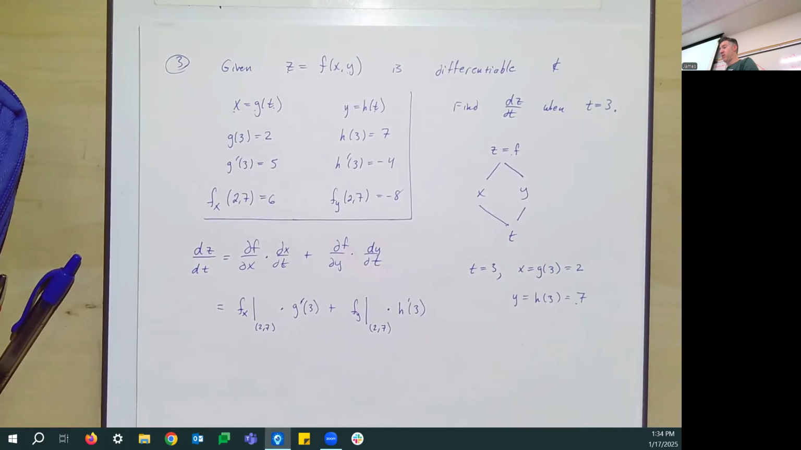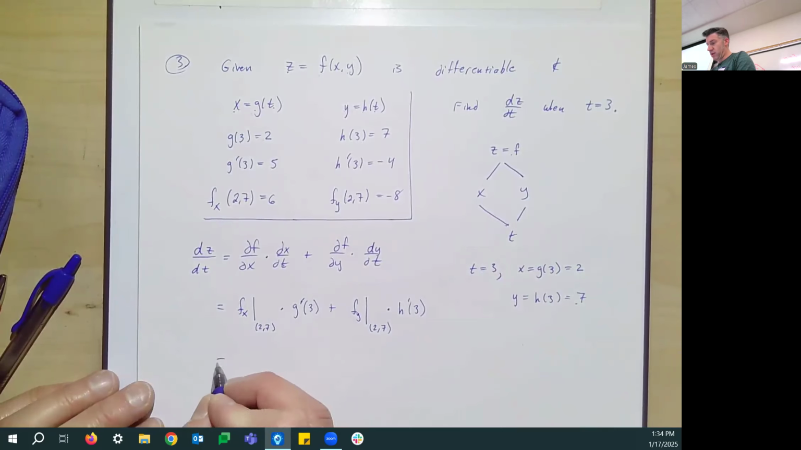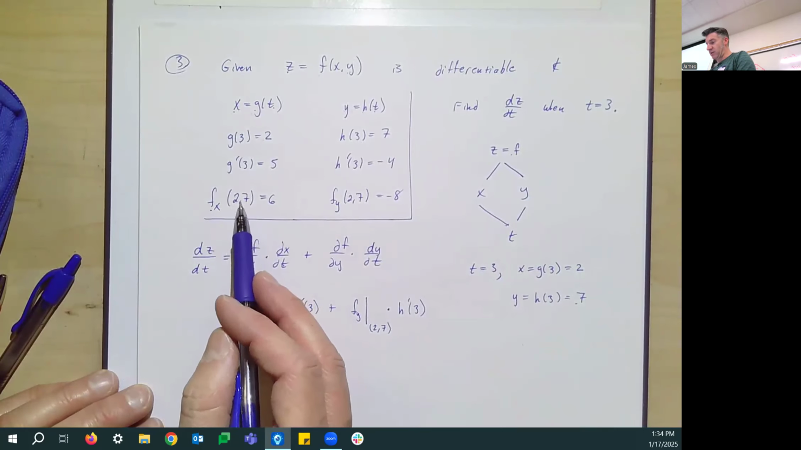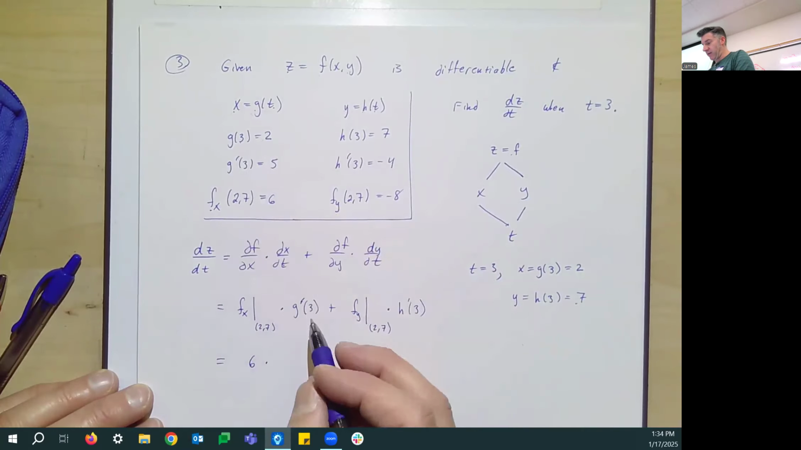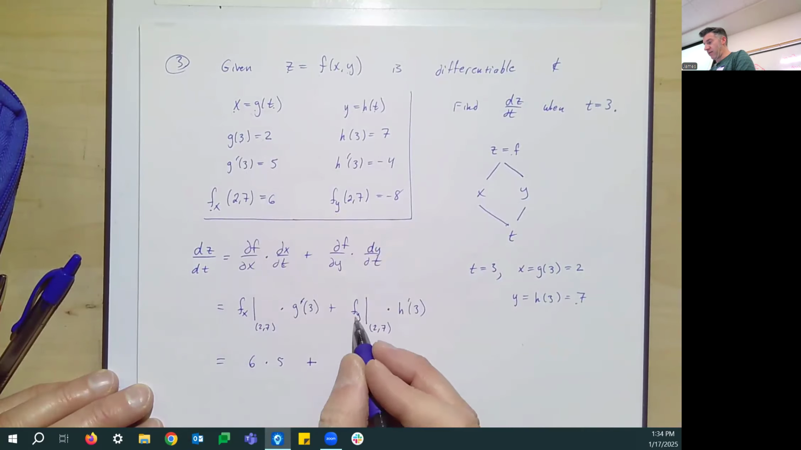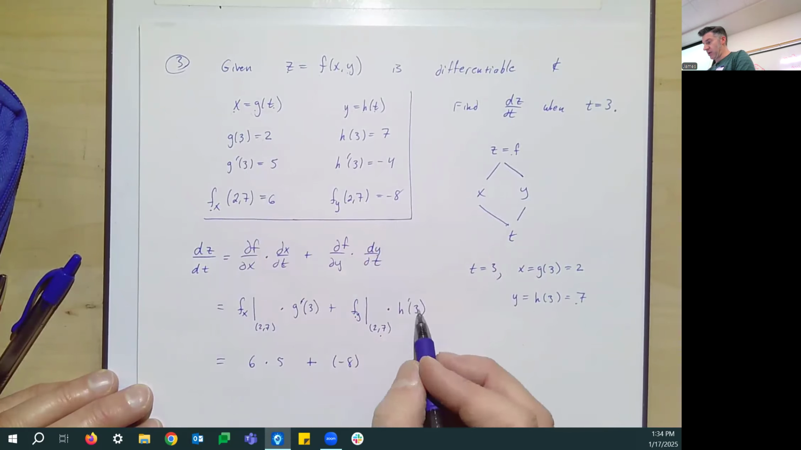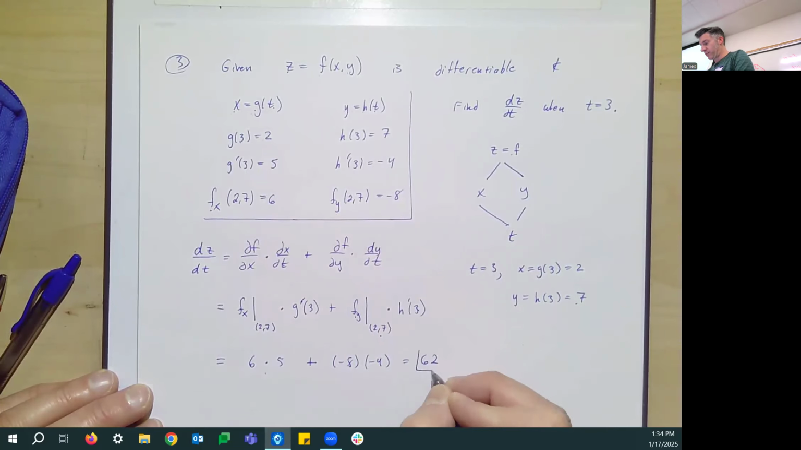And then we just look at our table to see what we've got. fx evaluated at 2 comma 7 is 6. g prime of 3 is 5. Plus fy evaluated at 2, 7 is -8. And h prime of 3 is -4. So we end up getting 30 plus 32, which is 62.